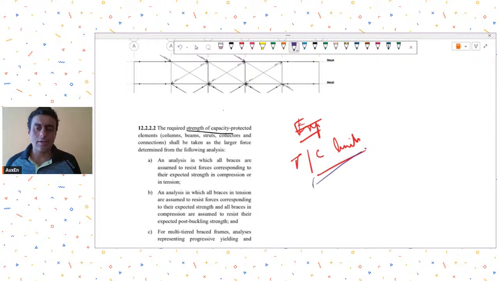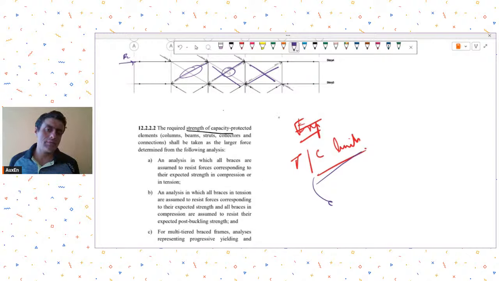So, you can set up, let's say, these are your bracings. For these bracings, you can individually give the tension and compression limits and then run a nonlinear analysis considering some lateral loads, and then you will get the tension and the compression that you have set up in your TC limits. So generally, in the analysis, all the braces are assumed to resist forces corresponding to their expected strength in compression or in tension.